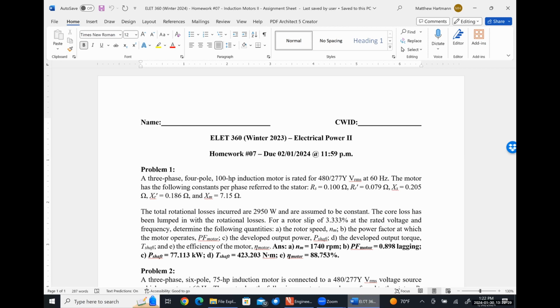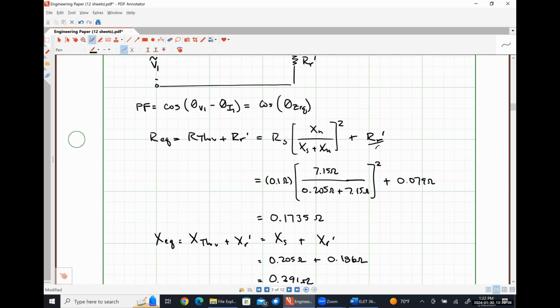Okay. Figured out what the issue is. This should be RR over S, not just RR prime. So that's going to fix some things. That 0.079 is going to be divided by our slip, which was 0.0333. So effectively what I just found was the impedance of the motor when the rotor isn't moving, which is why the power factor angle was so crazy terrible. So let's try this again.